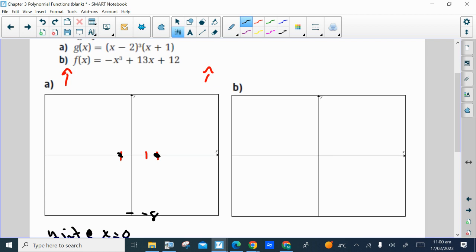So again, the x-intercept of negative 1 only occurs once. It has a multiplicity of 1. So it's going to come down, it's going to go through the y-intercept, and then it's going to curl up towards the next x-intercept, but there's going to be a point of inflection there. So there's that graph.